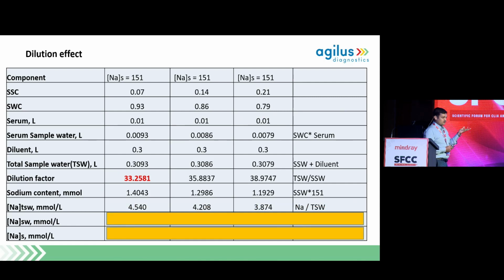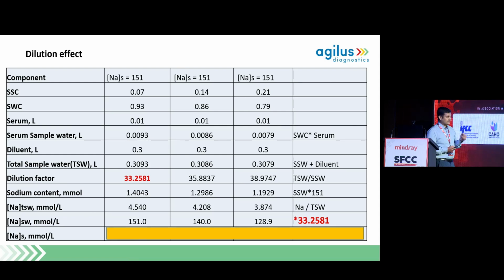Now you measure total sodium. Then you come to the calculation. What the system does now, it will divide using the dilution factor. In the first case, it is a normal solid content, so it will use a 33.2 factor. So the value will come to 151.